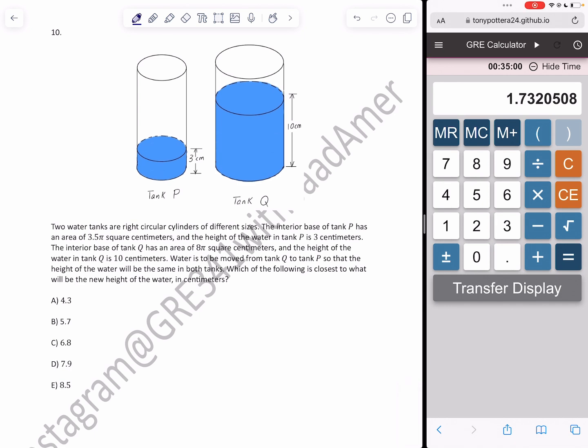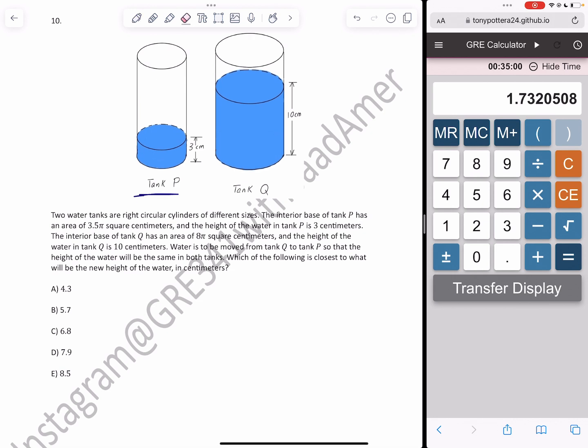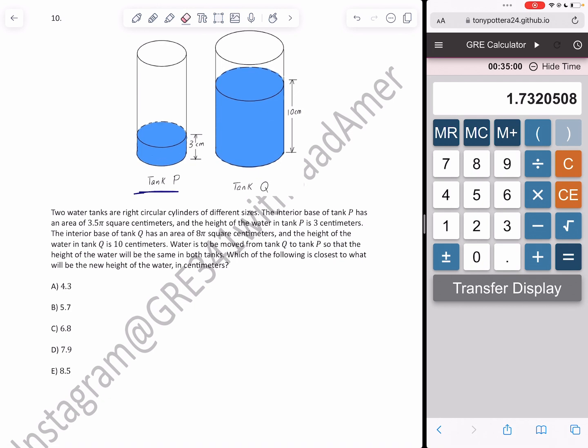So what do we have here? Two cylinders. Let's read the question. Two water tanks are right circular cylinders of different sizes. The interior base of tank P has an area of 3.5 pi square centimeters, and the height of the water in tank P is 3 centimeters.